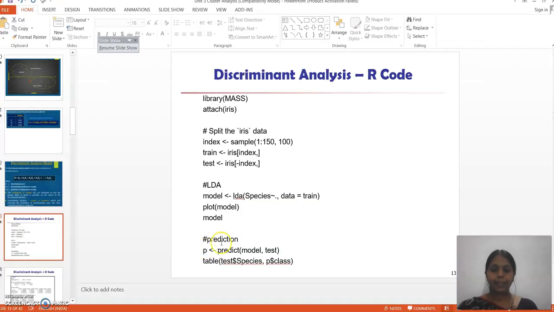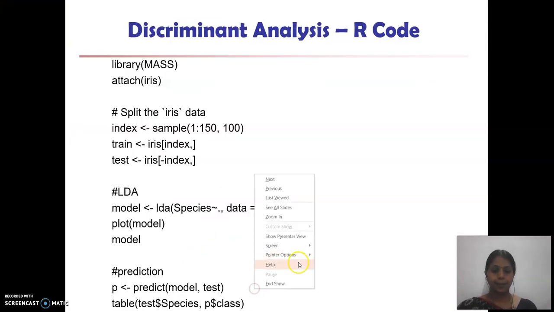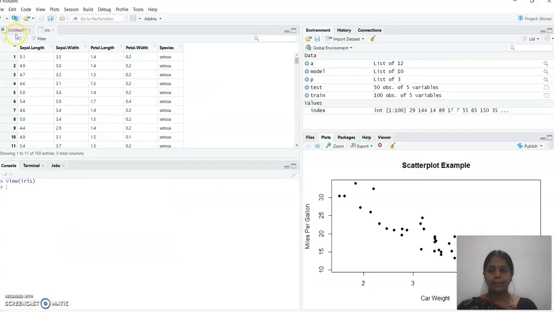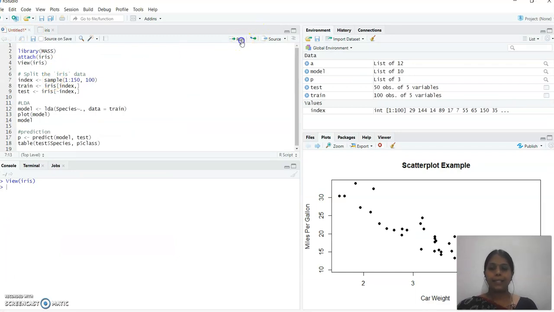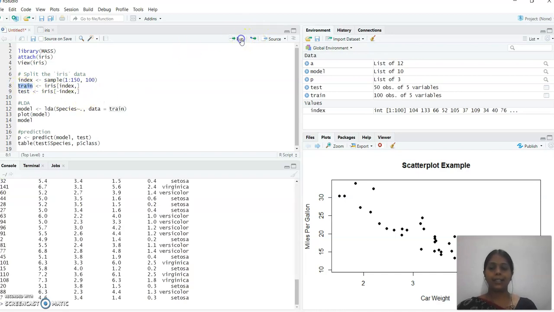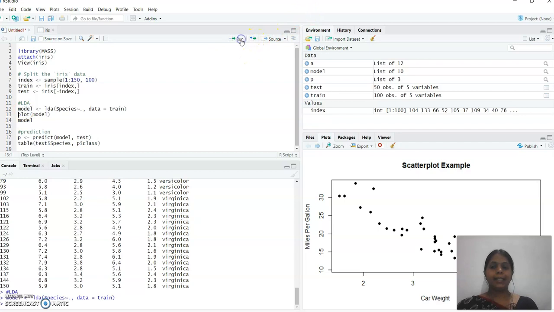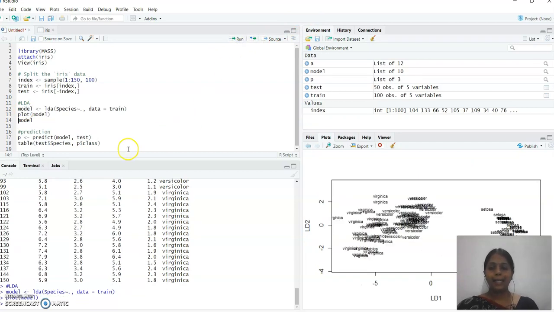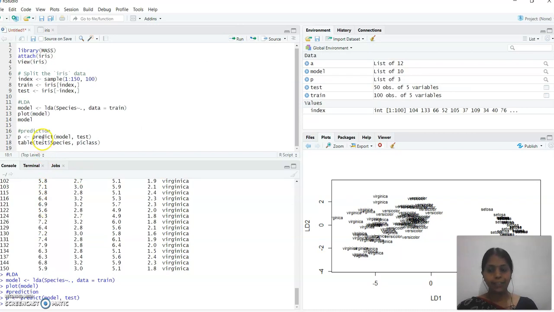I'll show you in R. See, let us split the data first into training data and test data. You can check what is there: 100 observations in the training data, and 50 observations in the test data. I am building the LDA model, plotting the model, and then once the model is ready, applying this model. The predict function is used here, with this LDA model stored in the variable model. This model is applied on the test data and verified.